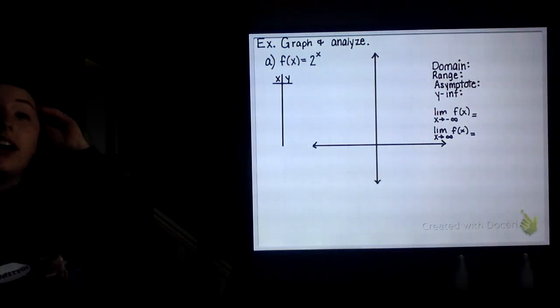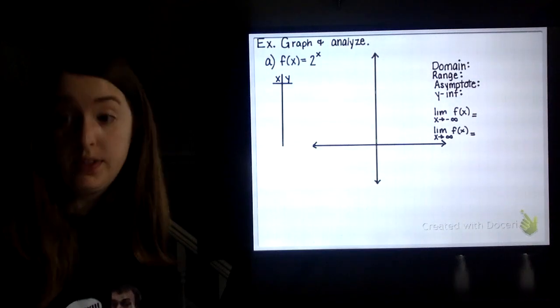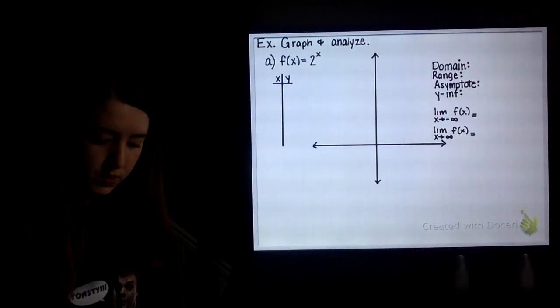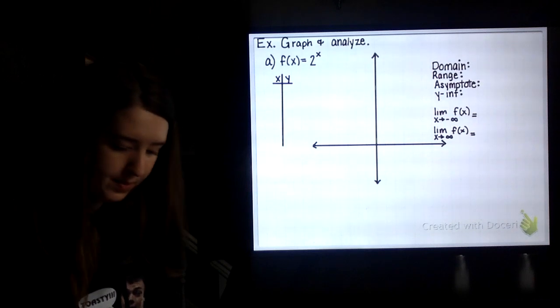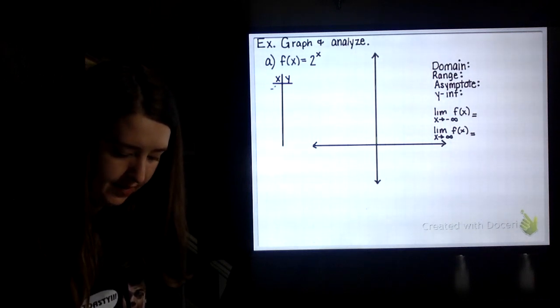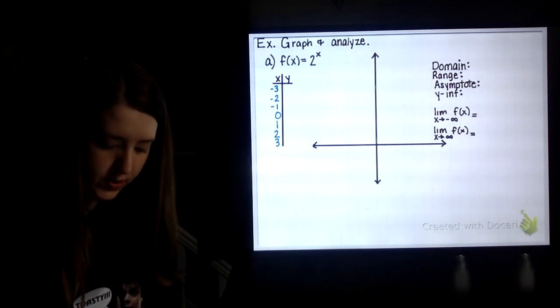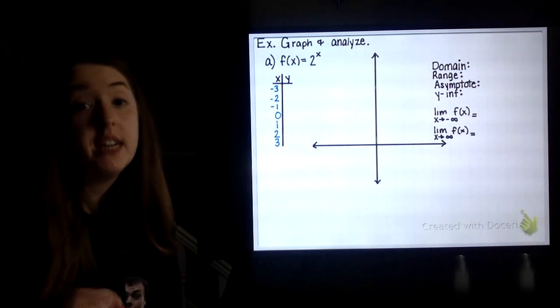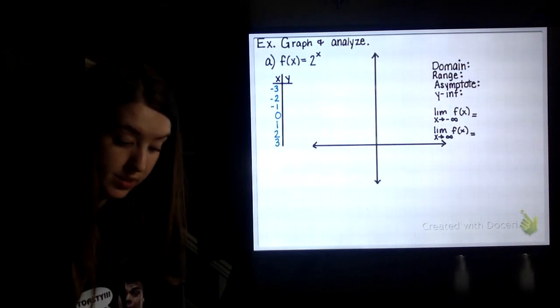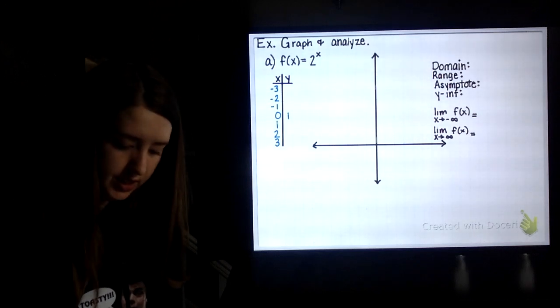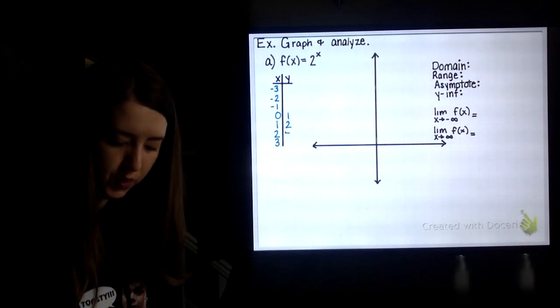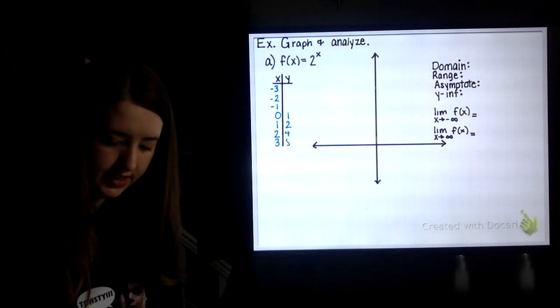All right, so now we're going to graph and analyze 2 to the x power. So here we go. I want to plug in -3, -2, -1, 0, 1, 2, and 3. I'm going to start at 0. We know anything to the 0 power is 1. 2 to the first is 2. 2 squared is 4. 2 cubed is 8.